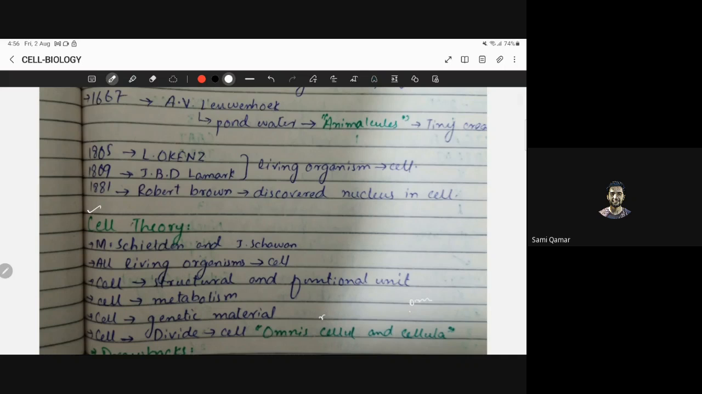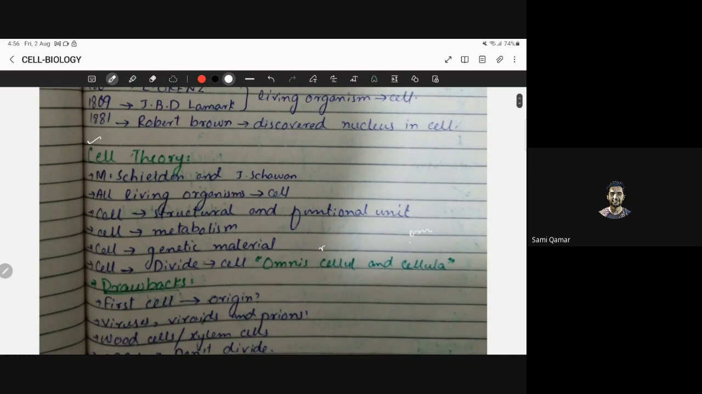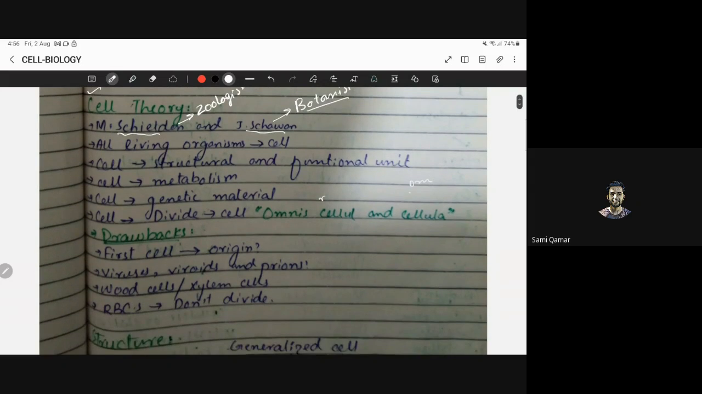What is cell theory? Schleiden and Schwann were two scientists who gave this theory. One was a zoologist and the other a botanist. Whichever it is, it's not a point of discussion, because they don't ask scientists' names. They ask the important things, and those are here.